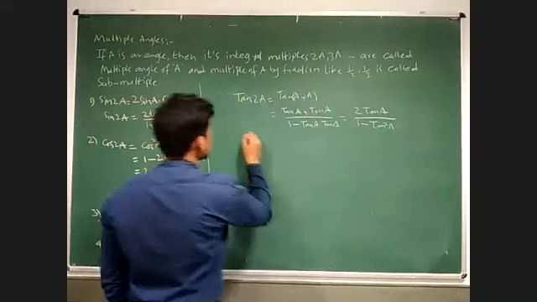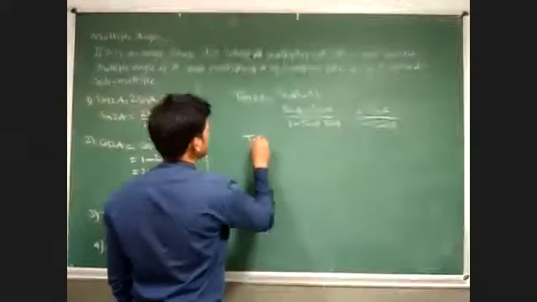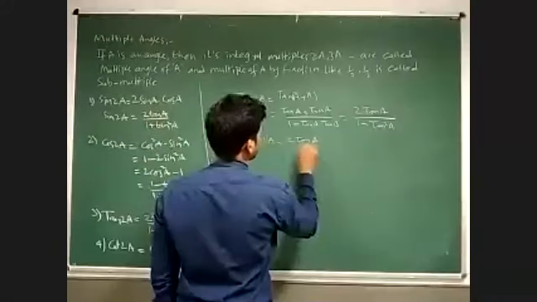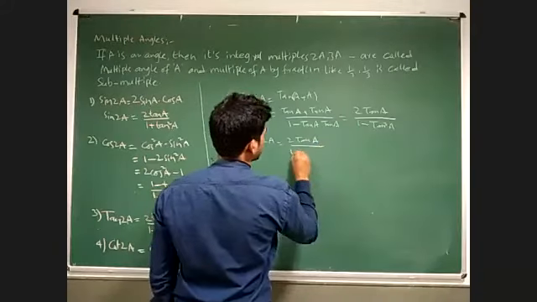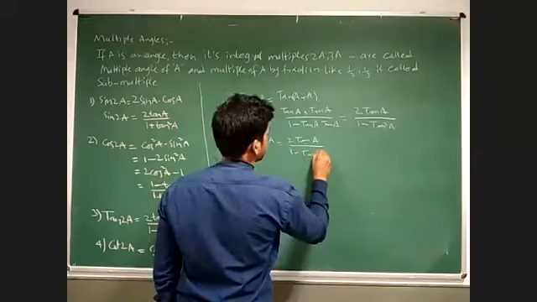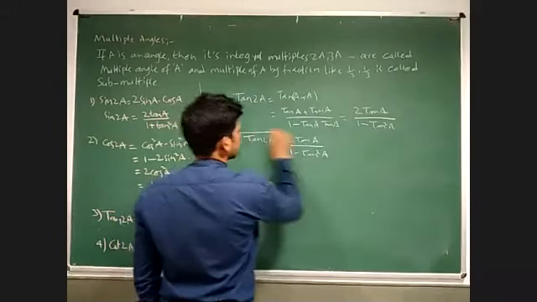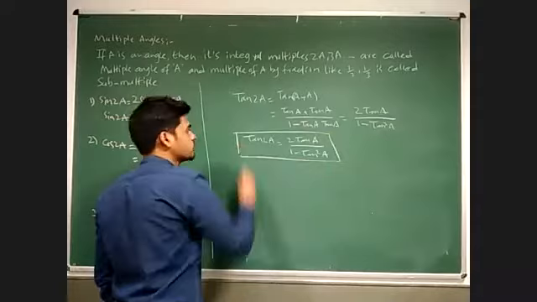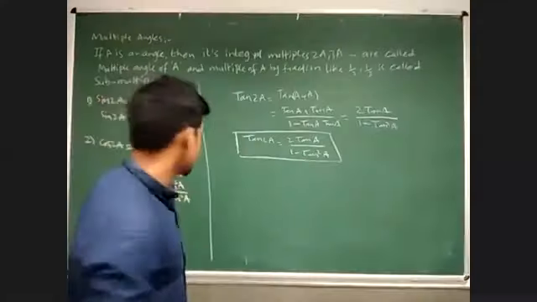Okay, this is very easy. Tan 2A is nothing but 2 tan A over 1 minus tan square A. Just use the compound angle formula, then you will get the tan 2A multiple angle formula.